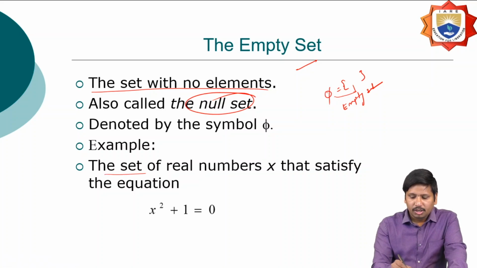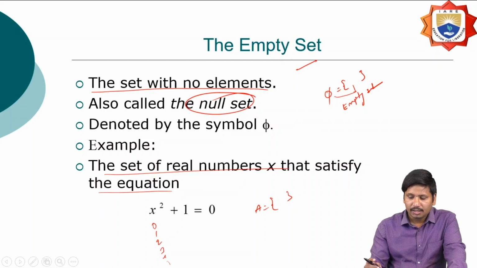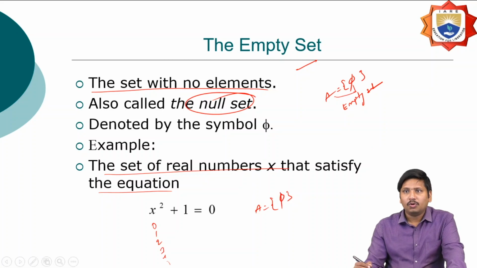For example, the set of real numbers that satisfy the equation, see the example here, like x squared plus 1. Can you identify the set which satisfies the equation? If I substitute 0, 0 squared is not possible, 1 not possible, 2, 3, 4 also not. So this is the set which does not contain any elements, and that is represented as phi. The set does not contain any kind of elements.